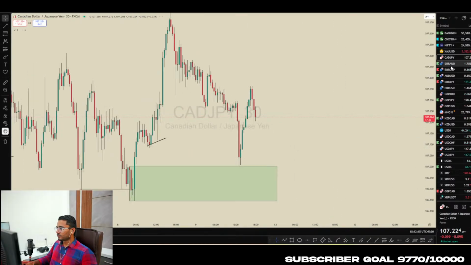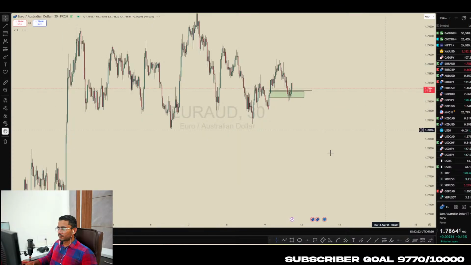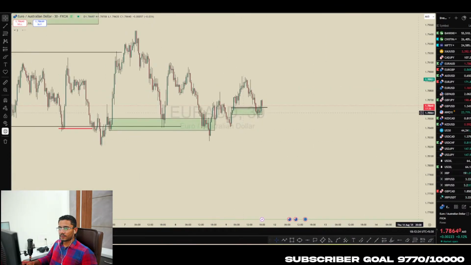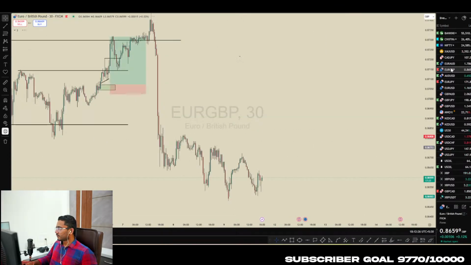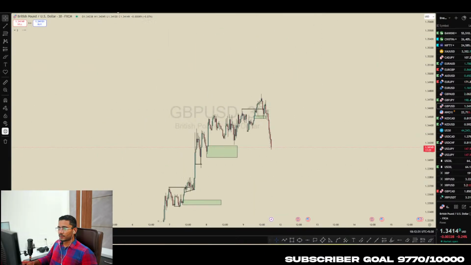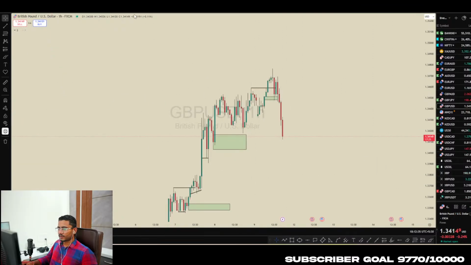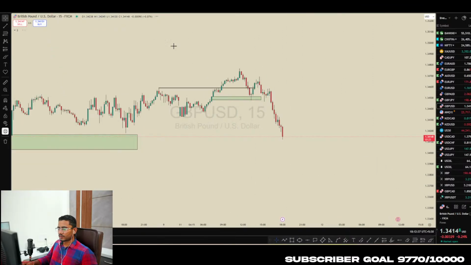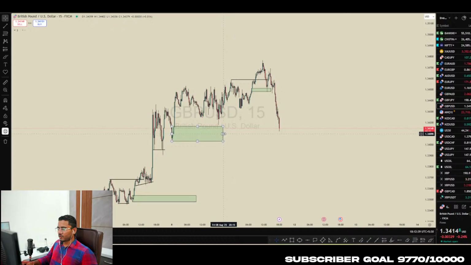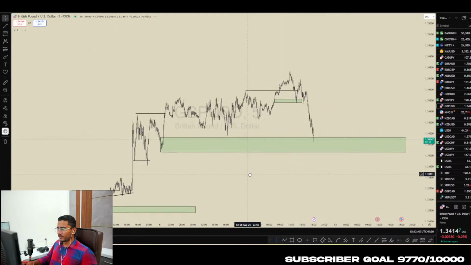Okay, let's see GU. On GU, I marked this in the morning. So we have this order block, which broke the structure. Price has tapped this area. We want price to give us a change of pattern in this area.